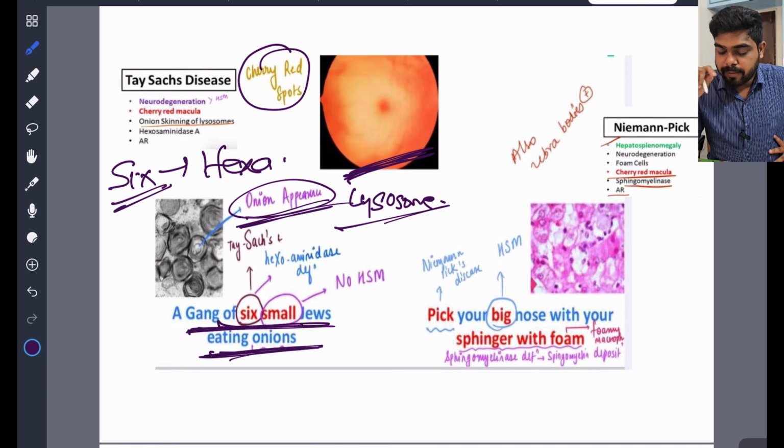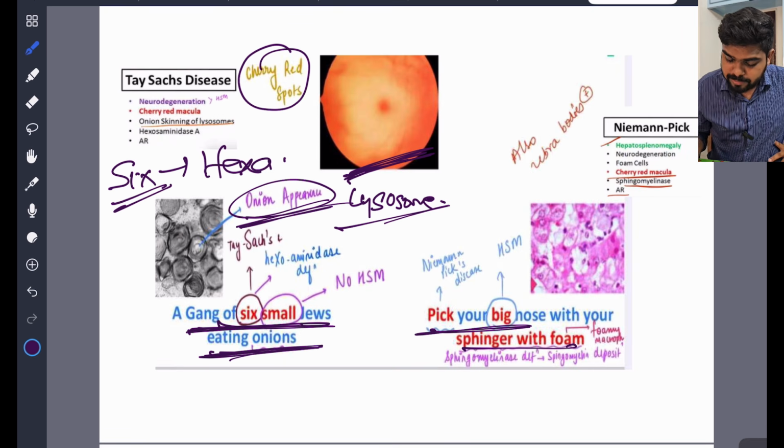And Niemann-Pick. Pick means picking our nose. Imagine like that. Many people will be picking their nose. Even I used to do it, and it is a bad character, we have to avoid it. So pick your big nose with your finger with foam. Okay, this is very important.